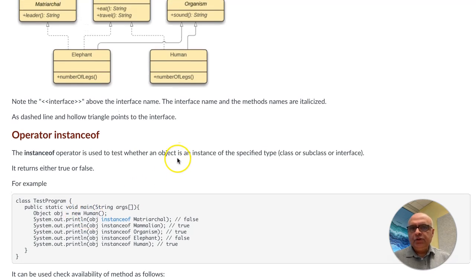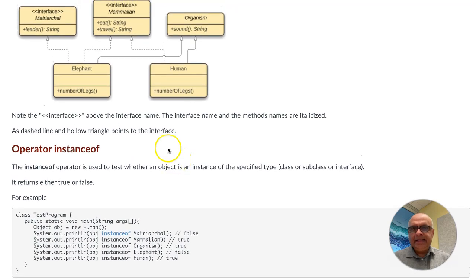Now, it might be useful to have this UML handy above, right? So this is what we're doing. All the code above was representing this UML diagram. So we can take this object and test it for various things. For example, we can say, is this object that we just created an instance of matriarchal? If you examine this, you'll notice there's no arrow going from human to this interface, so this is false.